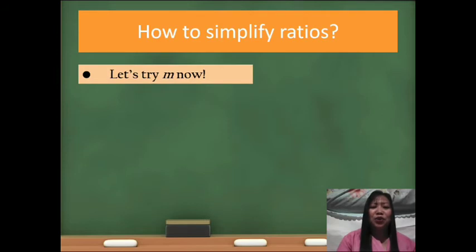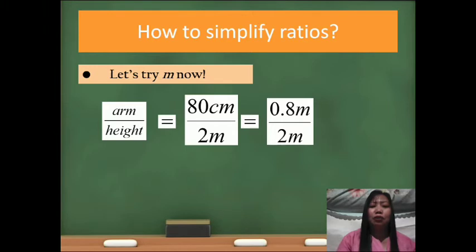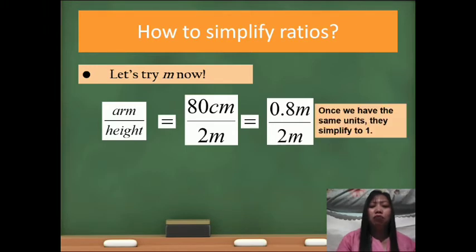Let us try meters now. Arm over height is equal to 80 centimeters over 2 meters. So we need to convert 80 centimeters into meters. So we need to divide 80 by 100. Why 100? Because in every 100 centimeters, we have 1 meter. So 80 divided by 100, we have 0.8 meter over 2 meters.